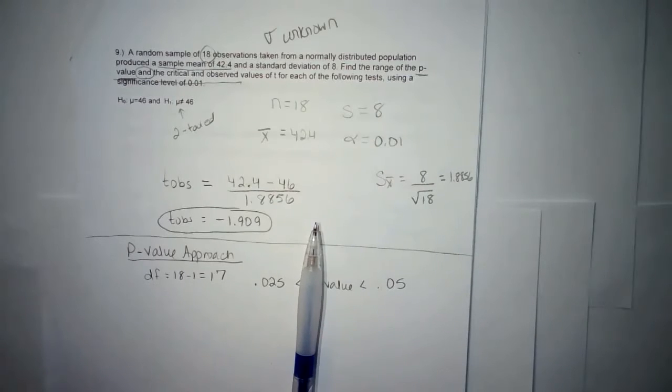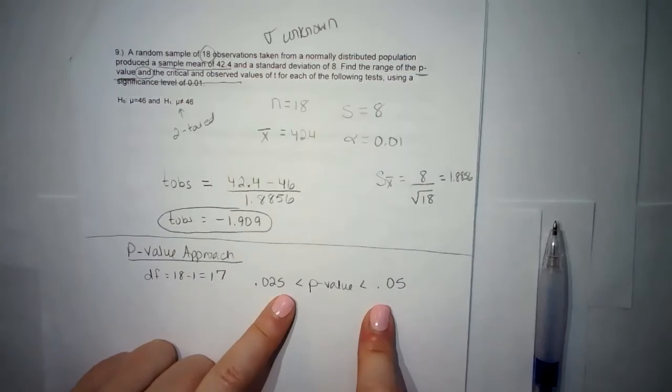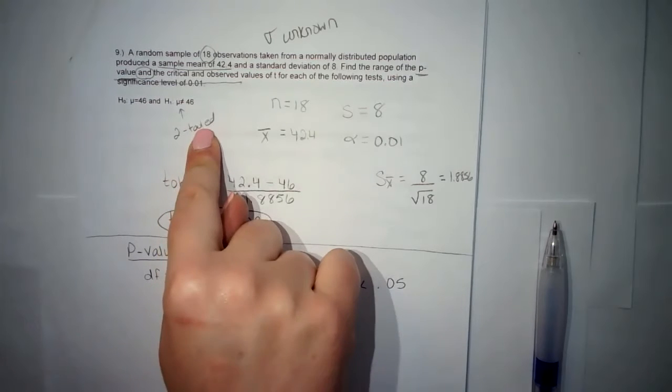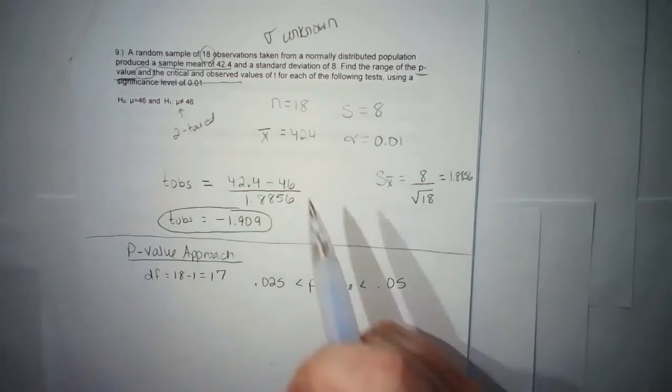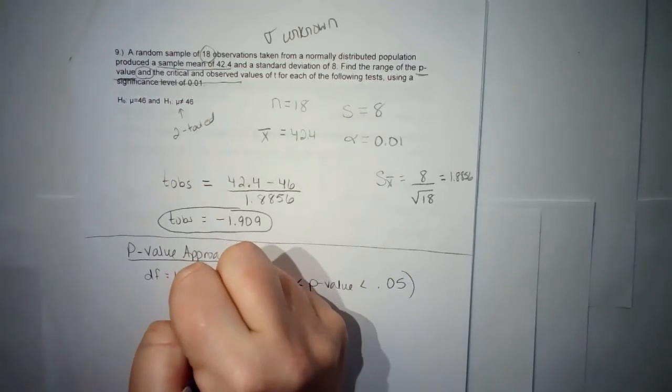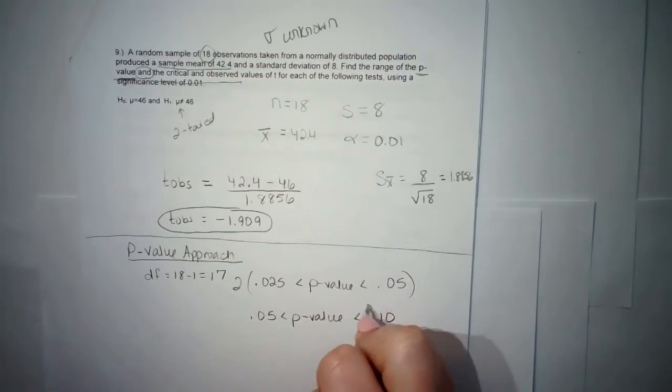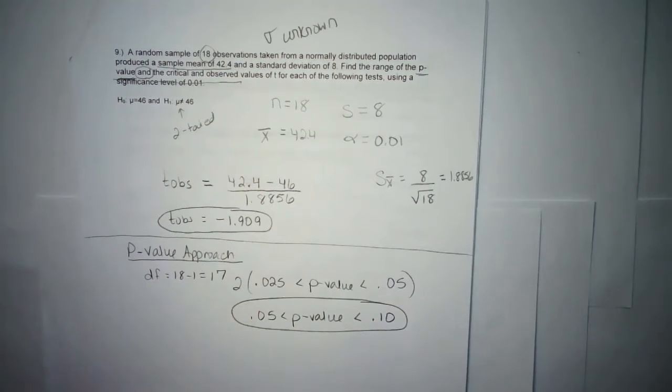Remember, for the p-value approach, your p-value is the area under the curve. So you just told me this is one area under the curve, but we have two areas under the curve because it's a two-tailed test. So I'm going to have to multiply both of these by 2. So our p-value is actually between 0.05 and 0.1. And that's only because it's a two-tailed test. Otherwise we would be done.